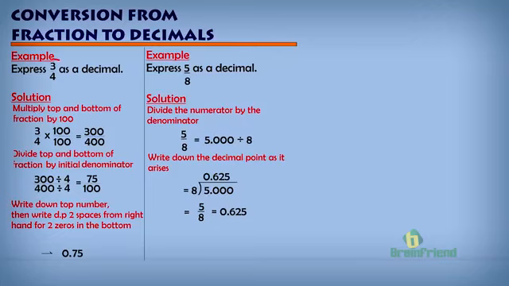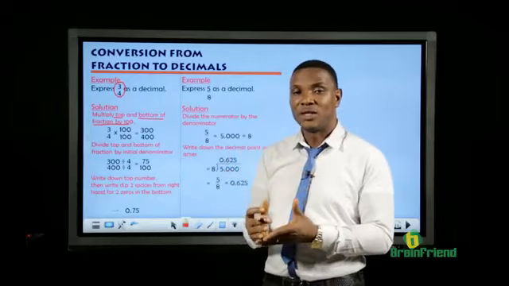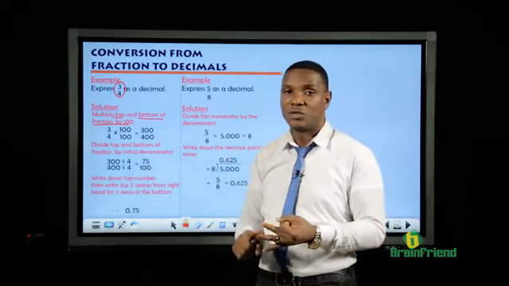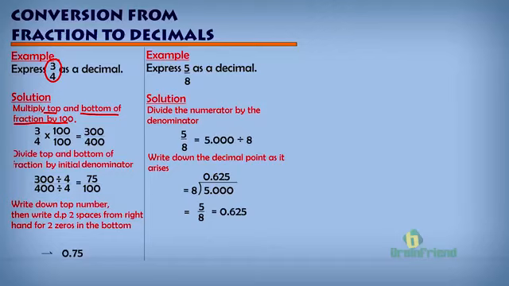If we were asked to express 3 over 4 as a decimal, let's make use of our second method, all right? To make use of our second method, what did we say? We multiply the top and the bottom of our fraction by a power of 10. When we say power of 10, it could be 10, it could be 100, it could be 1,000, and so on. In this case, we would make use of 100. 100 is a power of 10.